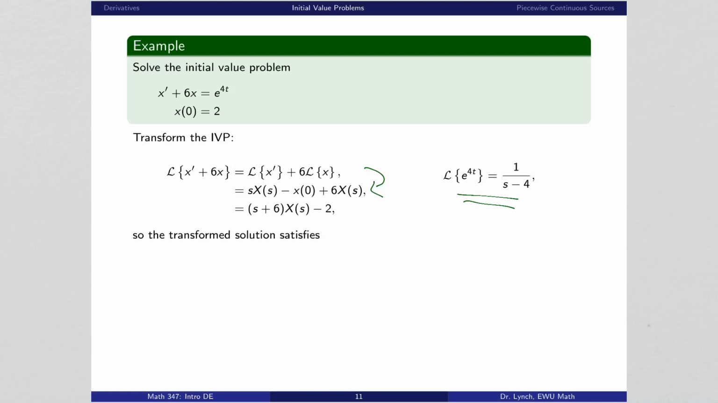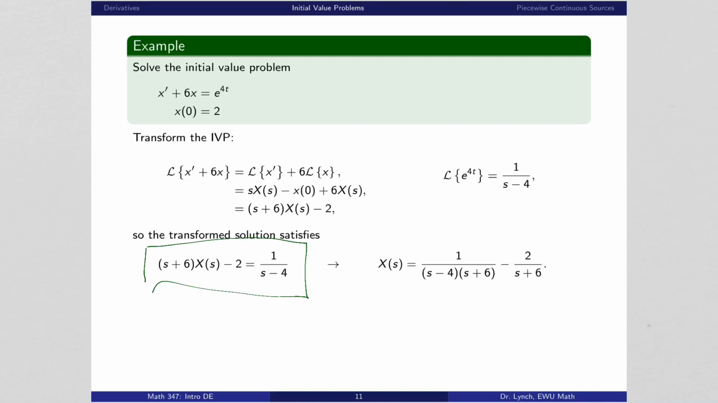Okay, so of course the transform of the left hand side should equal the transform of the right hand side, and that gives us an algebraic equation for the transform solution. So here's an algebraic equation for the transform solution that we can solve pretty quickly, just solve algebraically.